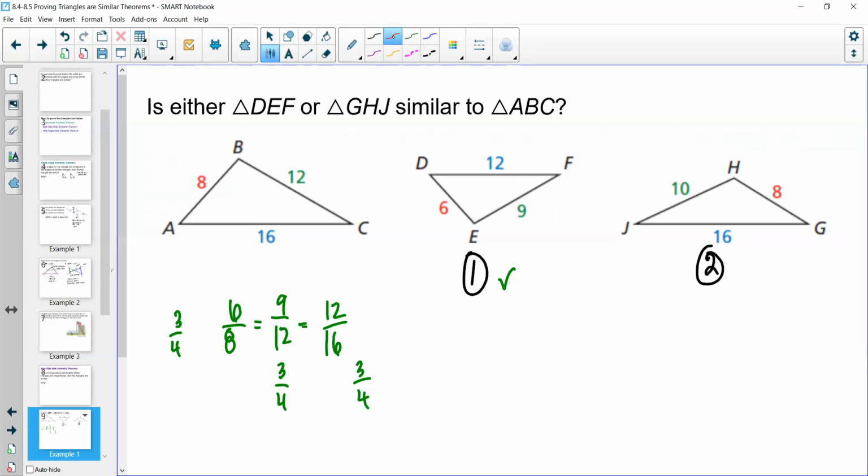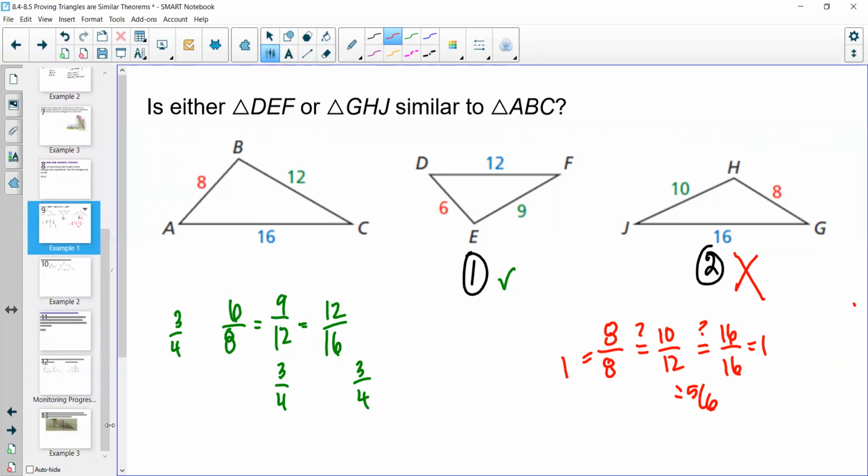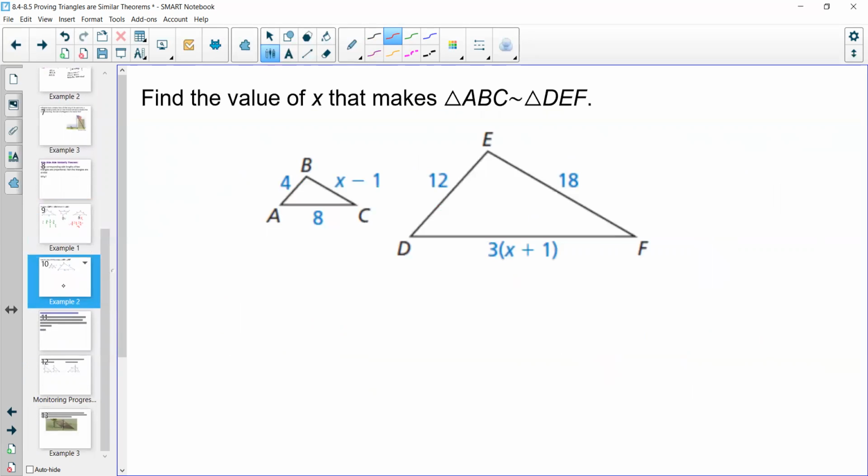Now, what about this other side here? Well, we've got an 8 and an 8. Okay, and then we've got a 10 and a 12, and then we've got a 16 and a 16. Well, the two 16s equal 1, these 8s equal 1, but this one actually equals 5/6. So this one is not proportional, therefore they cannot be similar. So that's kind of how we can use that side to determine it. Let's take a look at one last example here.